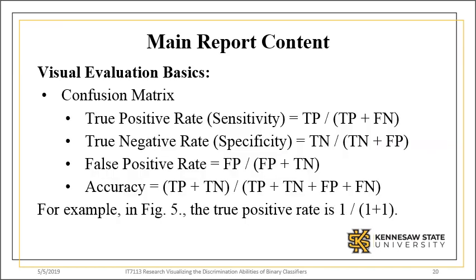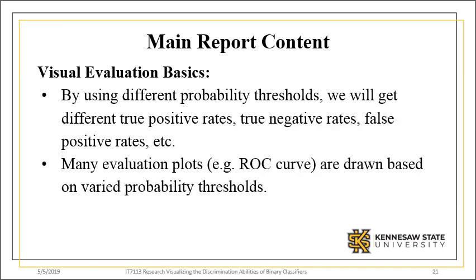Based on the confusion matrix, we can compute the true positive rate or sensitivity, true negative rate or specificity, false positive rate and accuracy. For example, in Figure 5 earlier, the true positive rate is 1 above 2. Apparently, if we use different probability thresholds, we will get different values in the confusion matrix, like true positive rates and true negative rates. Many evaluation plots like ROC curve are drawn based on varied probability thresholds.